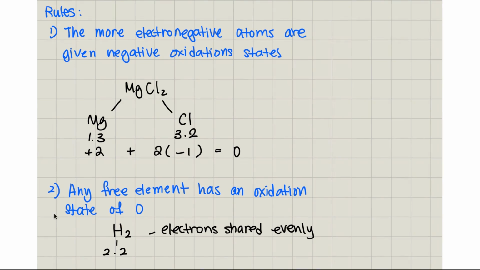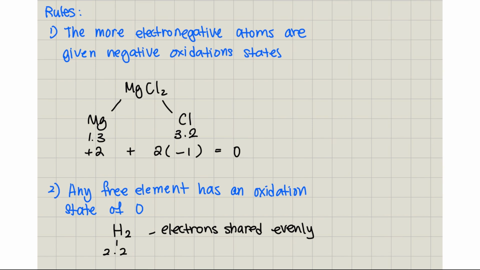There are some rules when considering oxidation states. The first one is that the more electronegative atoms are given the negative oxidation states, such as in MgCl2, Mg has an electronegativity of 1.3 and Cl has an electronegativity of 3.2. Since chlorine is more electronegative, it gets the negative oxidation state, which is -1 per chlorine atom.